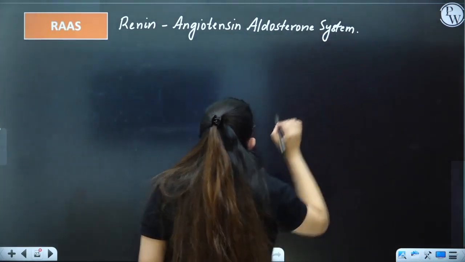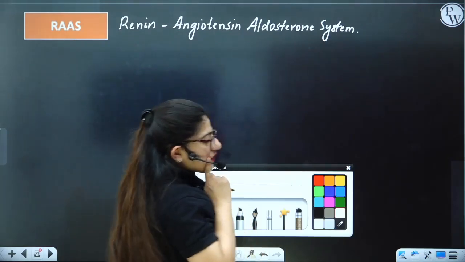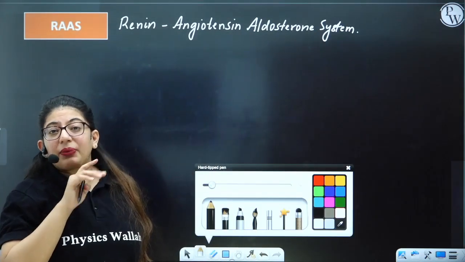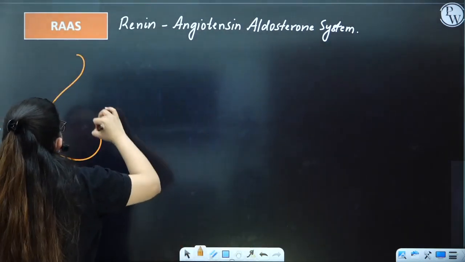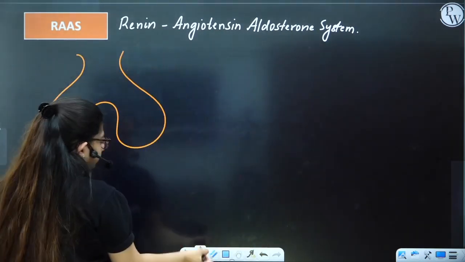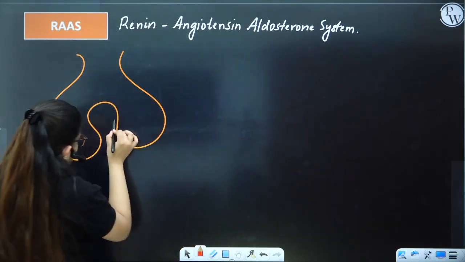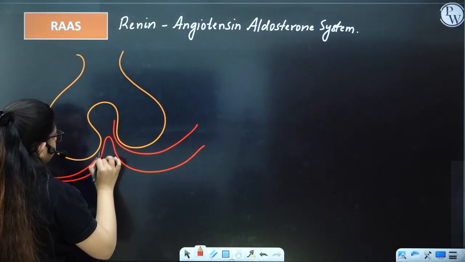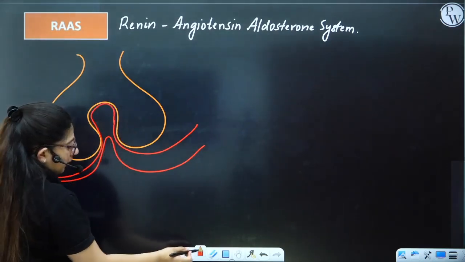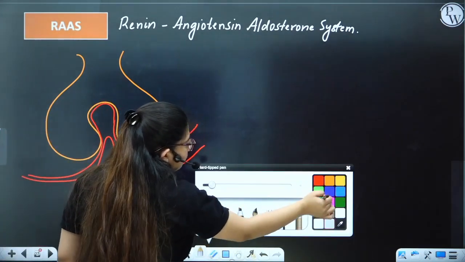So to understand the system and regulation done by the system, you need to understand one apparatus, which is the juxtaglomerular apparatus. This is Bowman's capsule. This is the afferent arteriole. This is the efferent. Okay. And here we have the DCT.